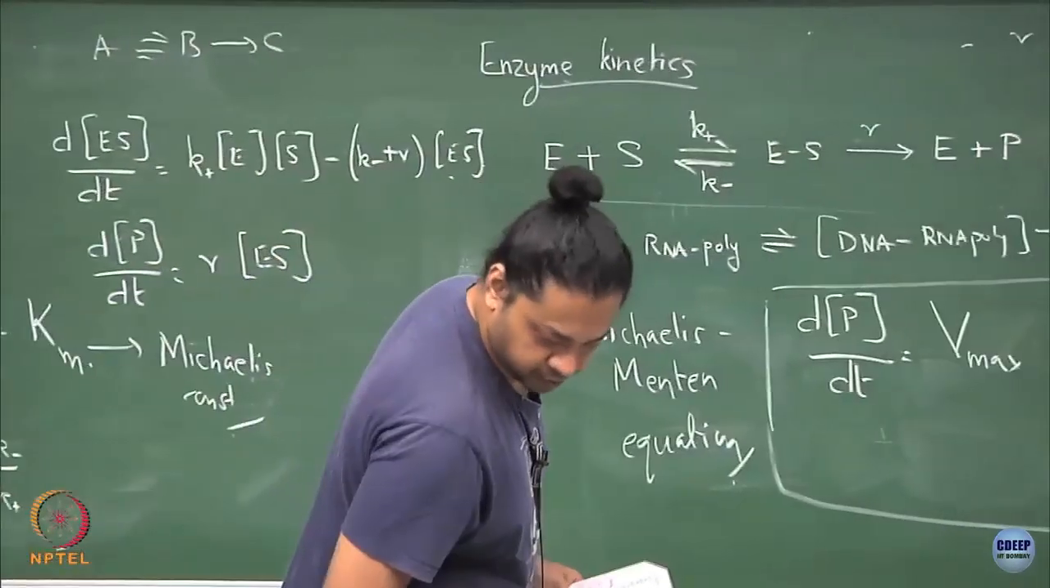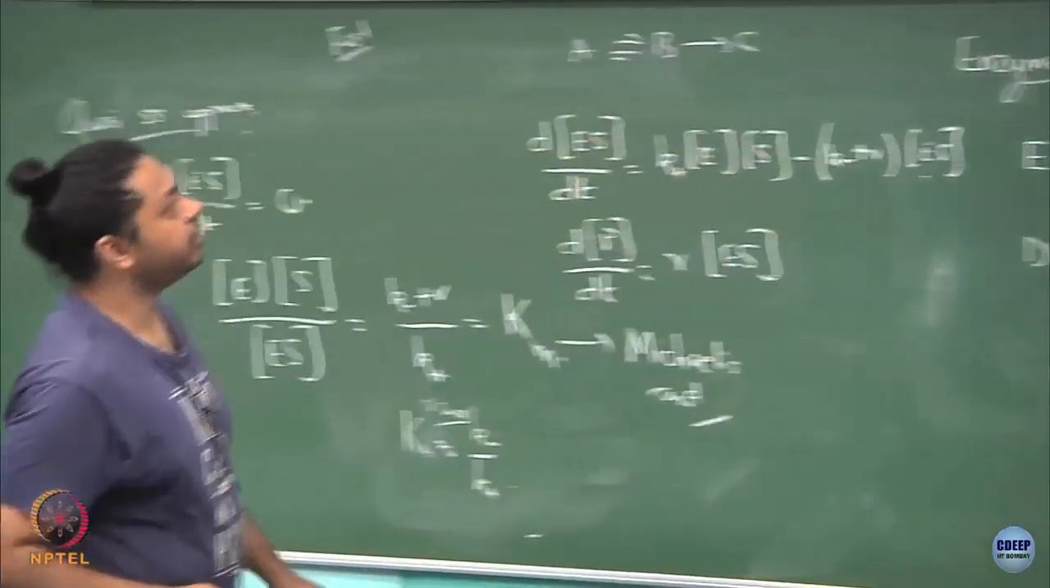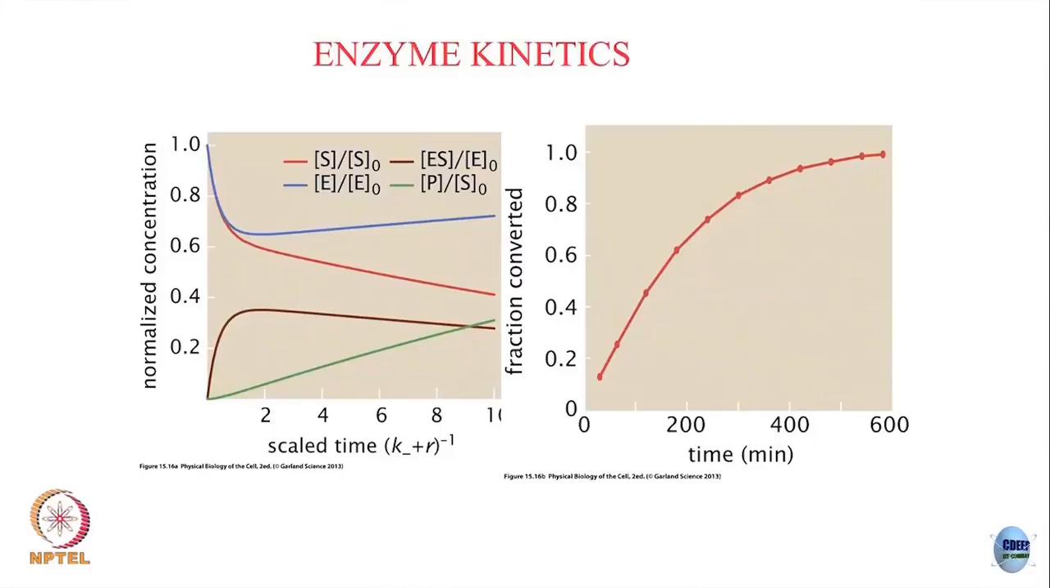Okay. So, if you now solve this equation and look at what it gives, this is the rate of formation of this P as a function of time. Wait, this is the fraction converted, so this is P by S. Let me first look at this. These are various normalized concentrations: S divided by S naught, ES divided by E naught, E by E naught and P by S naught. So, these are all scaled by these concentrations at the initial times. This is what it looks like.